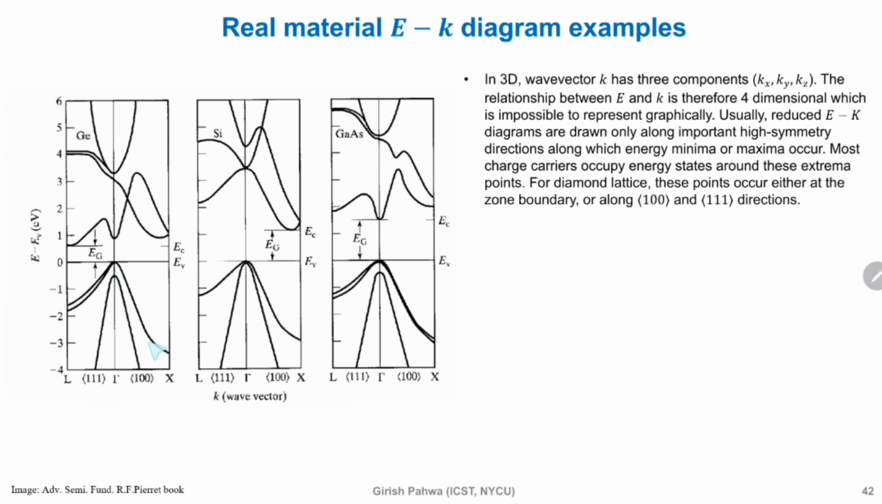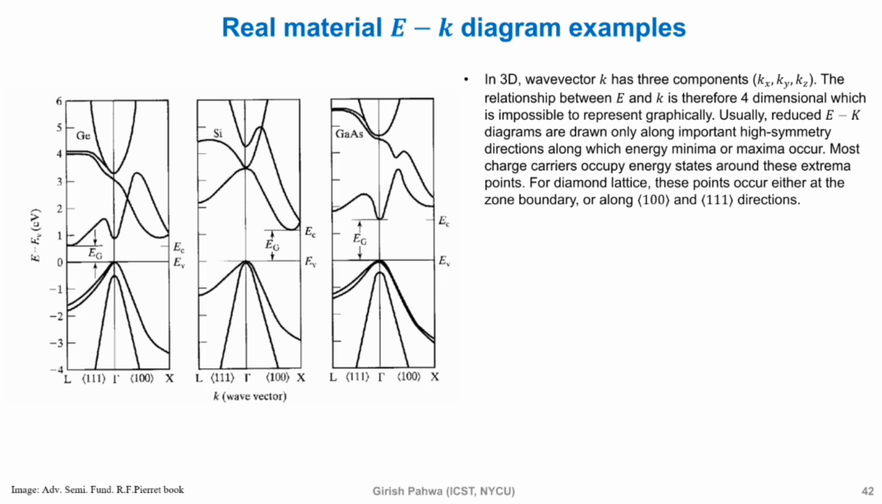To save space, we draw the EK diagram along another direction also. So this is not the same direction. Don't think this is the negative part of this. No, it's not. The negative part of this is going to be this only, just the reflection of this part. To save space and to put the most information in the same space, we draw the EK diagram along the gamma L direction. So this is the 1 1 1 direction, and this part is for the 1 1 1 direction. So these are two high symmetry directions along which you can have some minimum energy points.